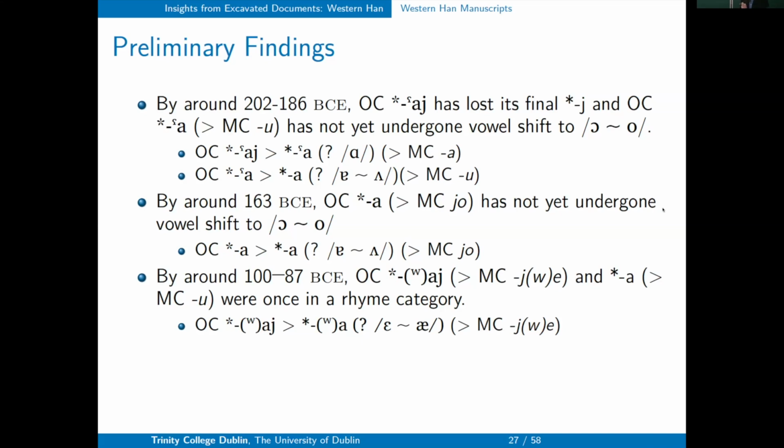And by around 100 to 87 BCE, all Chinese in type B syllables, which regularly became Middle Chinese Y, and the Old Chinese R, which became Middle Chinese U, were once in a single rhyme category.